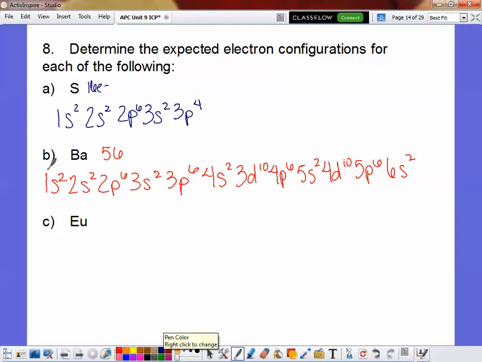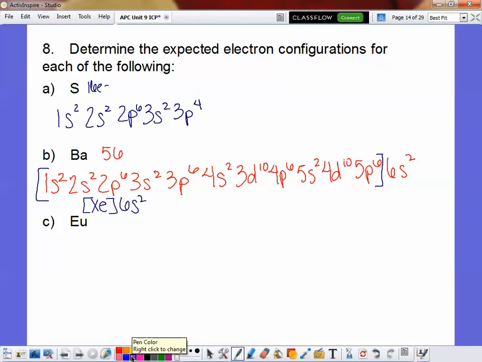Now technically, from this all the way to here is the configuration for what element? Xenon. That is the configuration for xenon. So we could have just done this. That is called the noble gas configuration or the core configuration. Called the same thing. Core is referring to the core electrons. They're the electrons that aren't valence, okay?